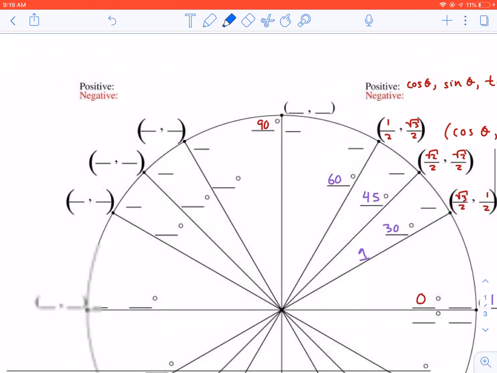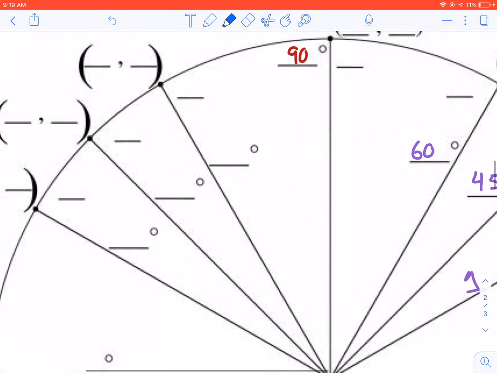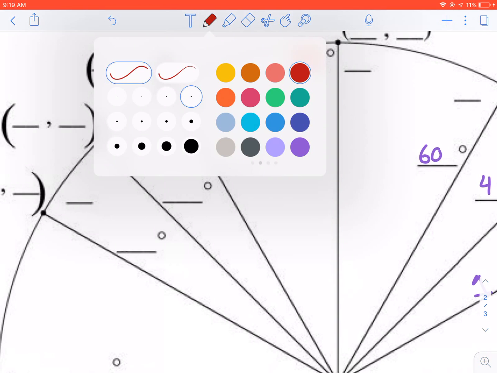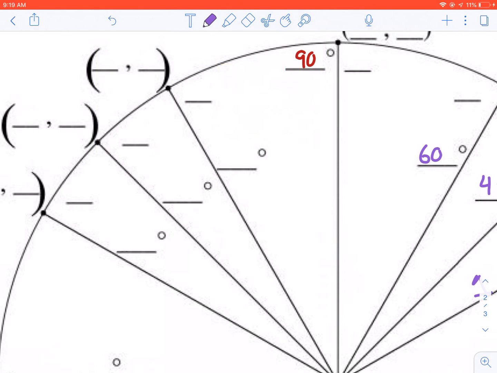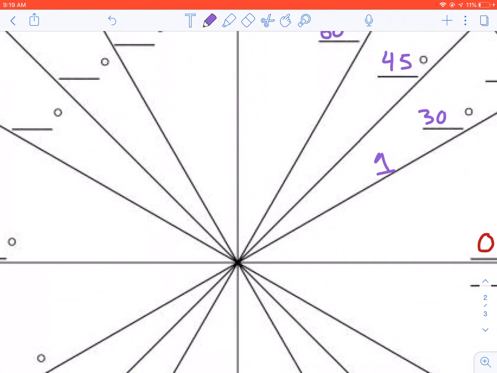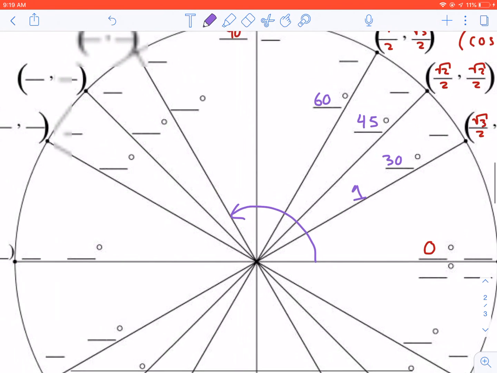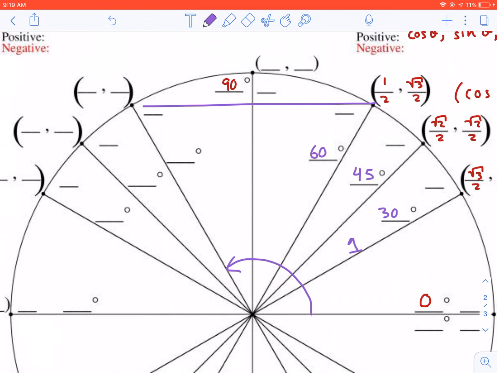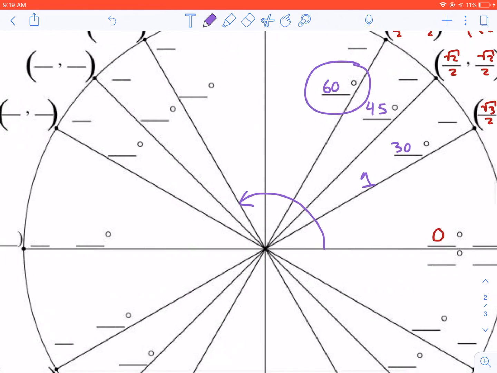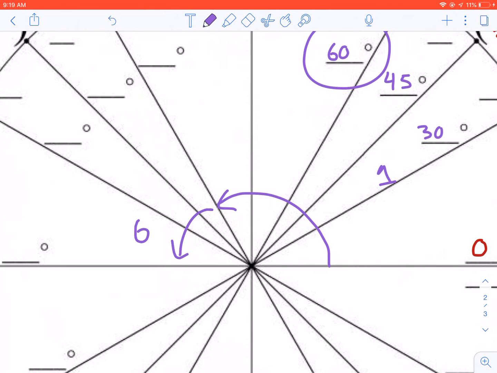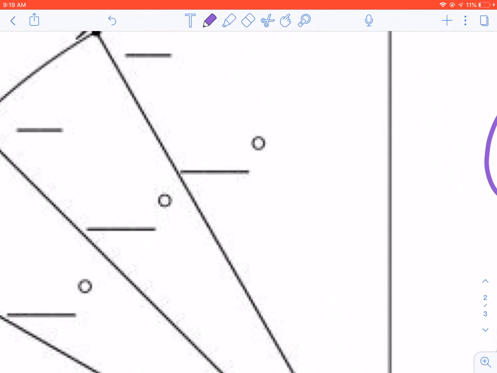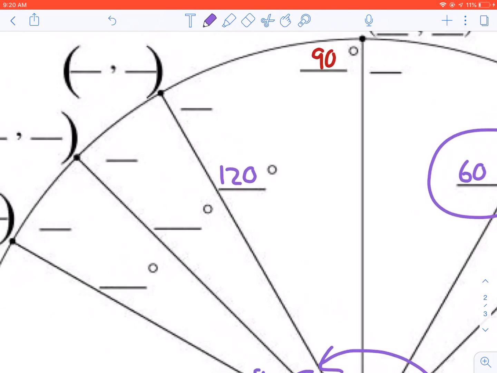But if we extend this to the other quadrants, well, this lets us get trig values for angles that are more than 90 degrees. So if I look at this angle, for example, I see that has a reference angle that goes with 60 degrees. And I notice just by looking at it, right, so I know this angle here is 60 degrees, which means this is 120 degrees.